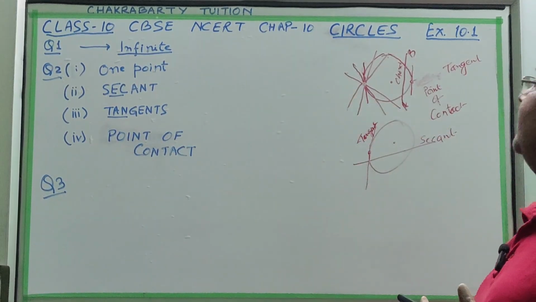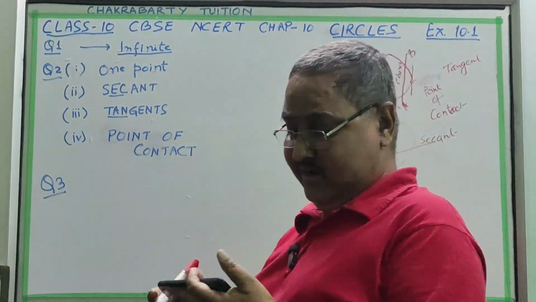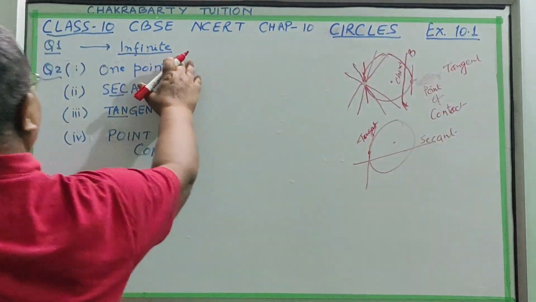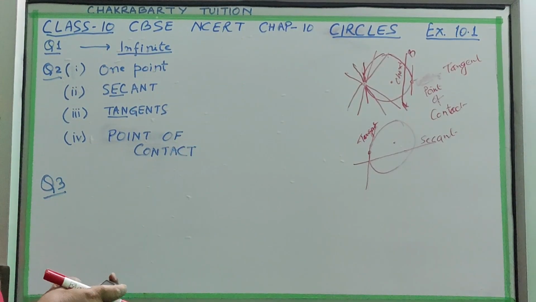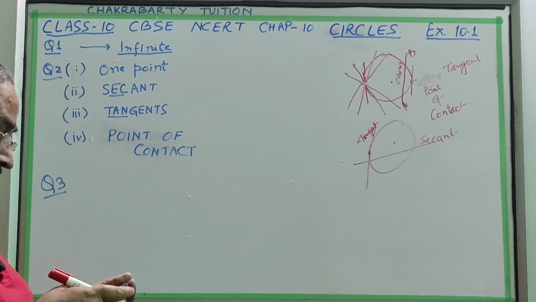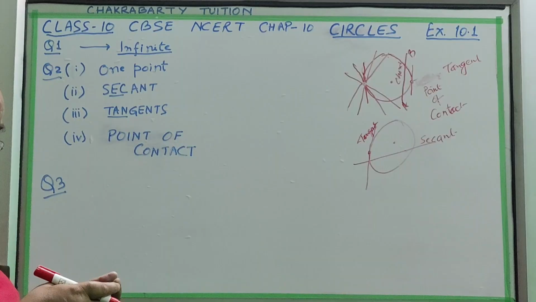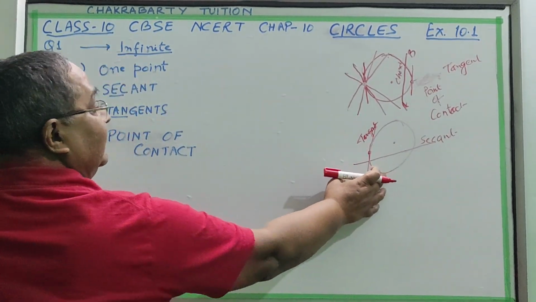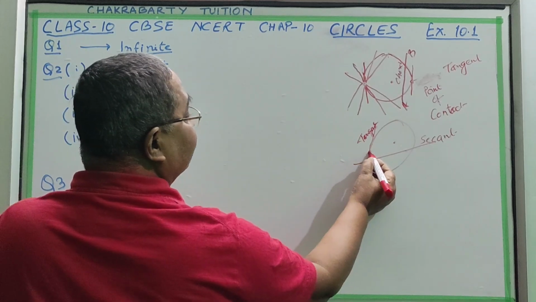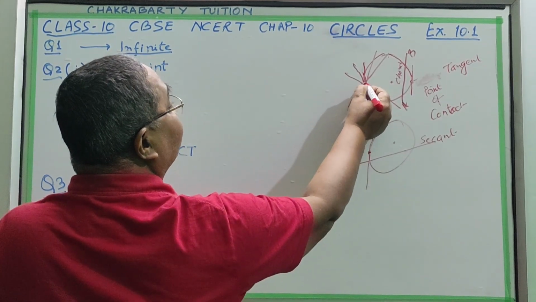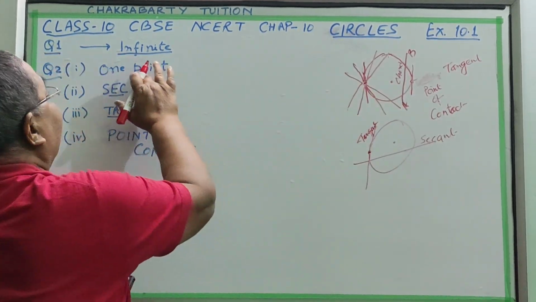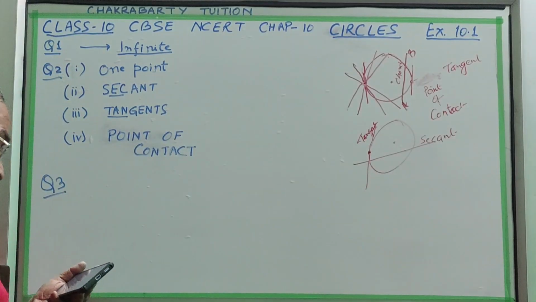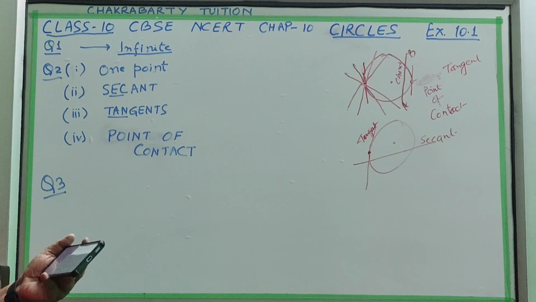Okay, now all the points we have discussed. Now we will go through the questions one by one. So the first question's answer is infinite. Second question, part one: a tangent to a circle intersects it in how many points? This is the circle, and the tangent touches at only one point. You see, the tangent touches only one point. That's why one point will be your answer.